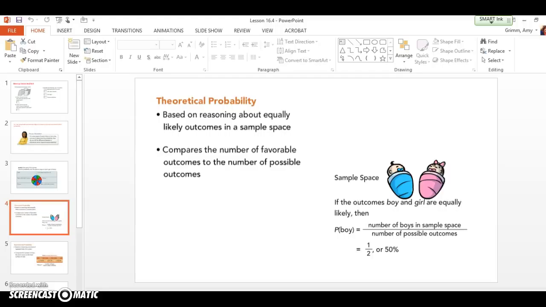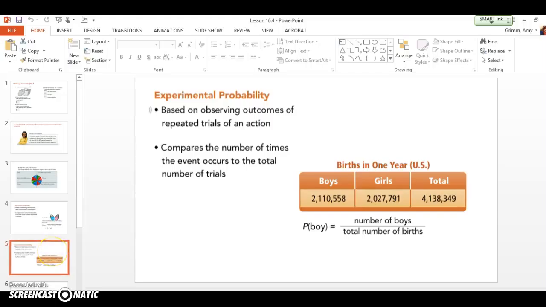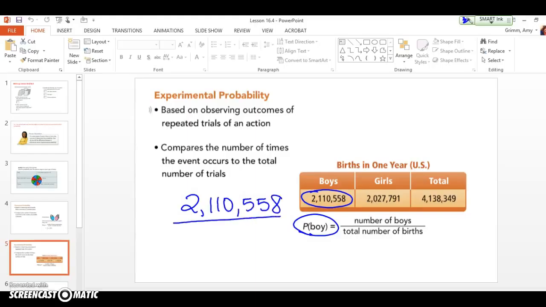But then there's experimental probability, and no one should be experimenting with this probability. So I've got one for you. This is the data of an experiment. What is the probability of getting a boy in real life? In this particular year, I don't know which year it is, there were 2,110,558 boys born, out of how many total births that year? 1,138,349.